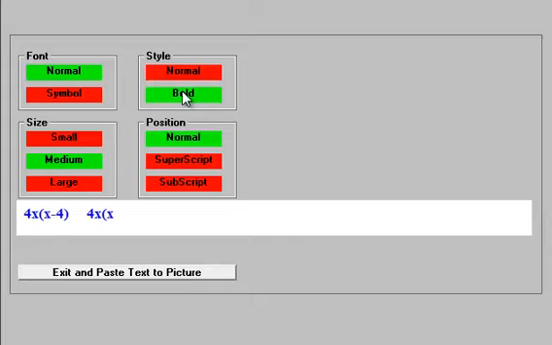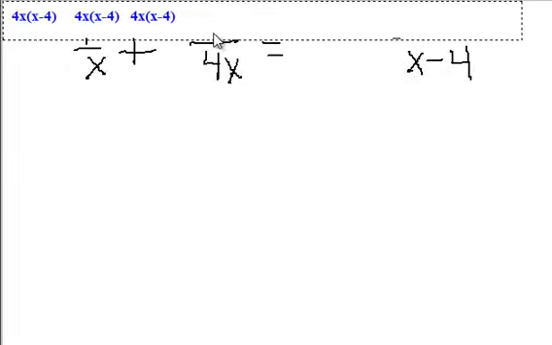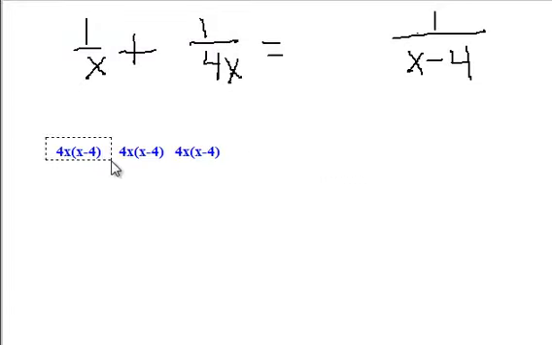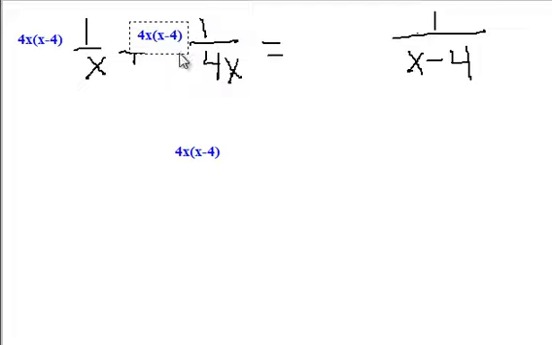And what I'm going to do, since I have 3 terms, I'm going to multiply each of those 3 terms by that LCD. So I'm going to multiply the first term by that LCD. I'm going to multiply the second term by that LCD. And I'm also going to multiply the third term by that LCD.